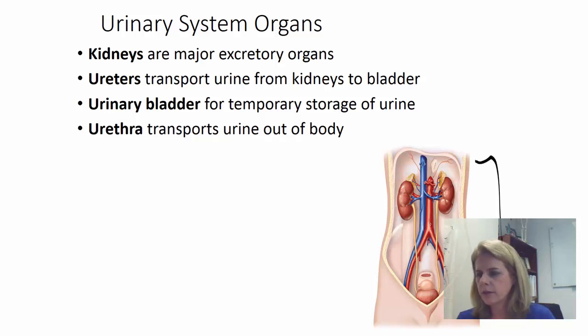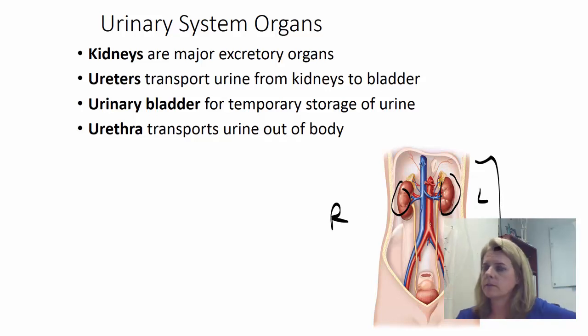So looking at a torso, we see our two kidneys, 1 and 2. We know our left from our right, correct? Make sure you do. Your right side, left side. That's always a question. Make sure you can do left and right. This is where the urine is made. These little yellow things are the adrenal glands right above there.